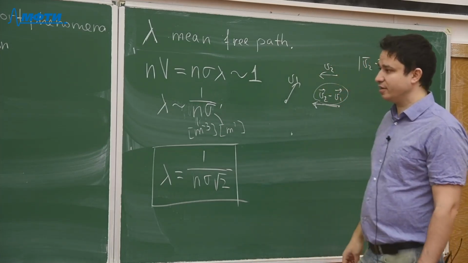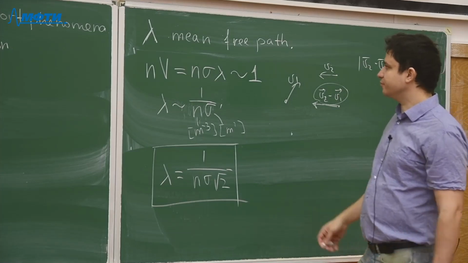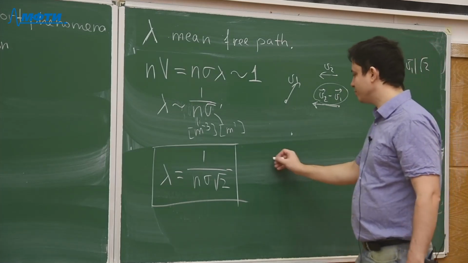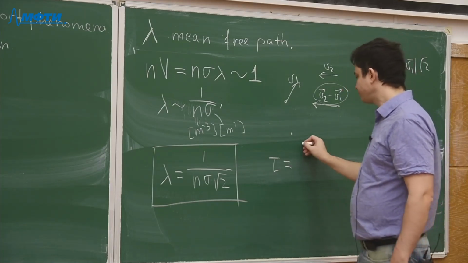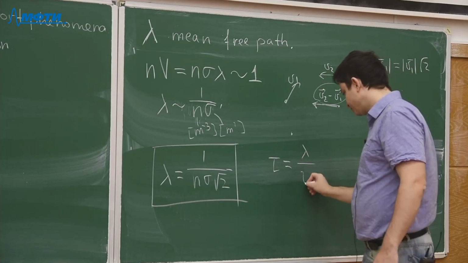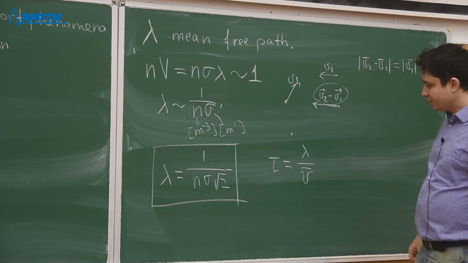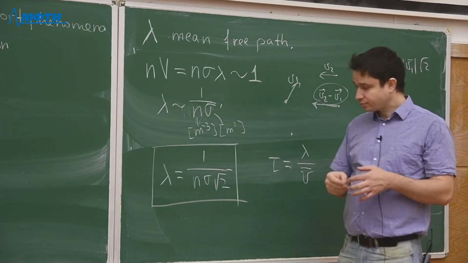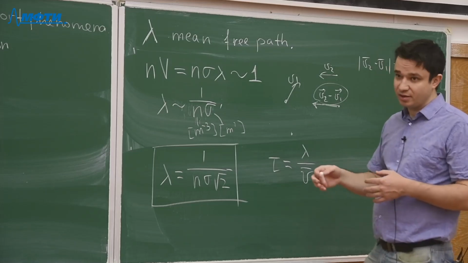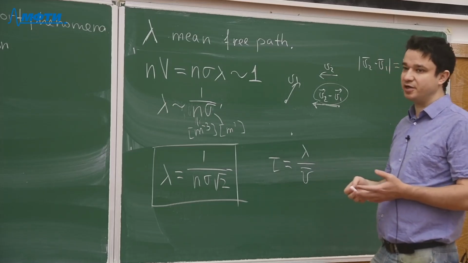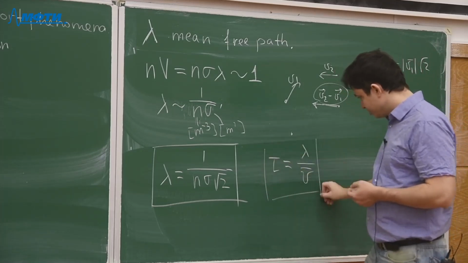Well, another important value is not only the mean free path, but also the average time which passes between two collisions, and that can be determined as lambda over the mean speed of the molecules. So the single molecule, if it on average travels the path lambda, then if I divide this path by the average speed of the molecule, that would give me the average time between collisions.